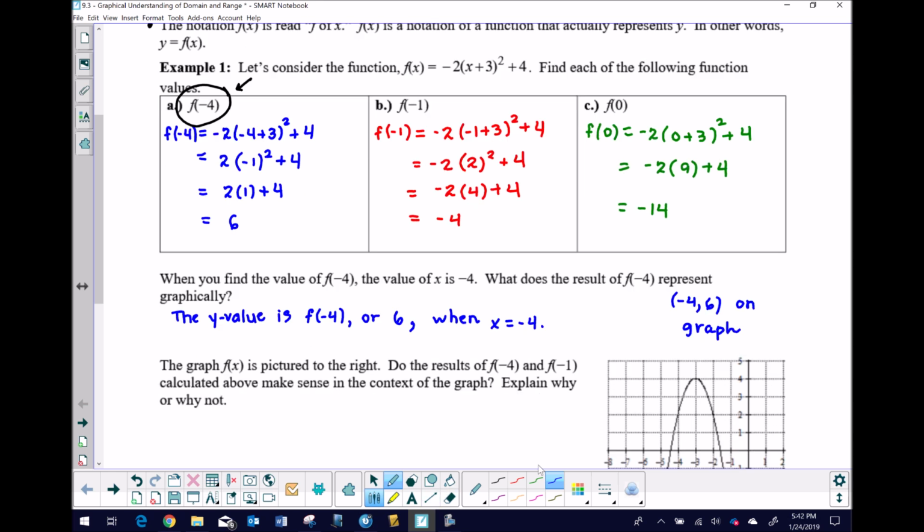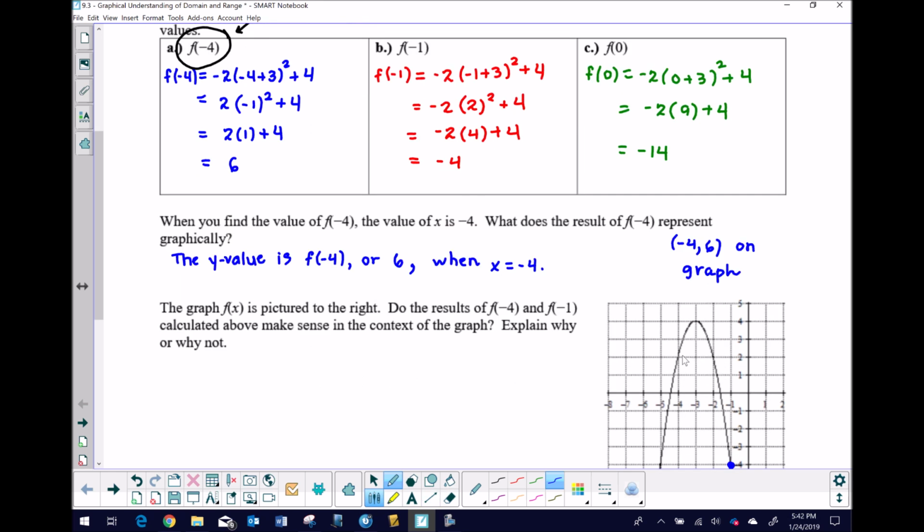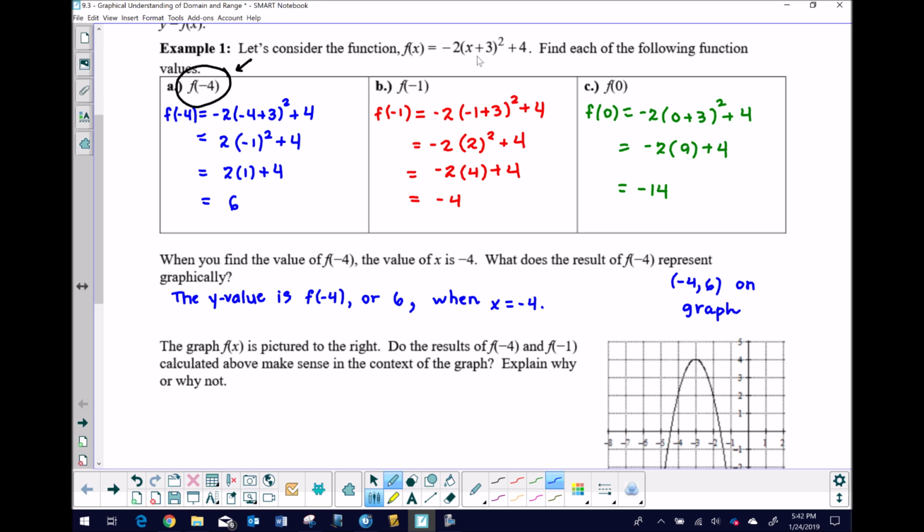Does the f of negative 4 look like it is positive 6? Well, if I look up here, did I make a mistake? I plugged in negative 4 for x, added 3, got the negative 1. But yep, you can see in typical fashion, Mr. Record makes a mistake, right?